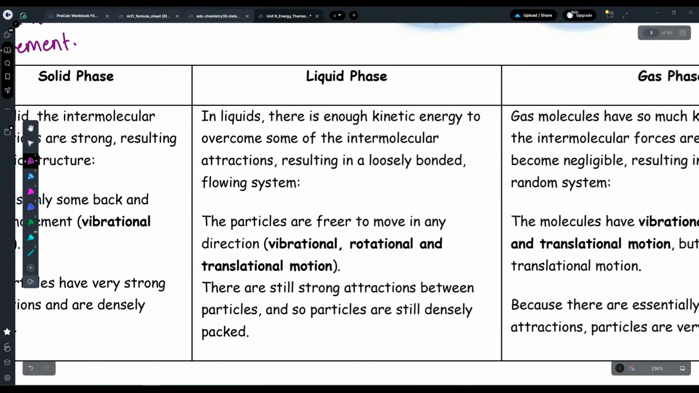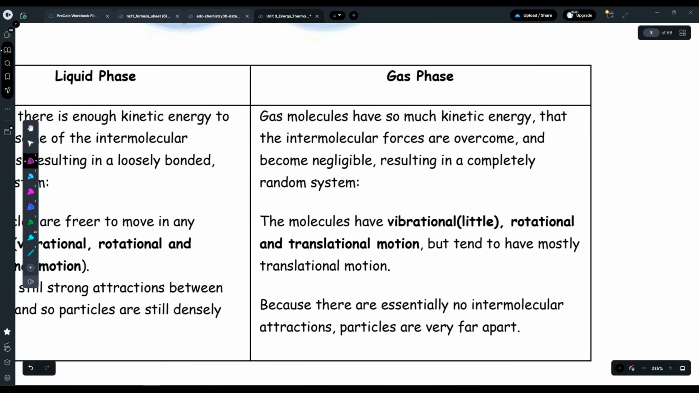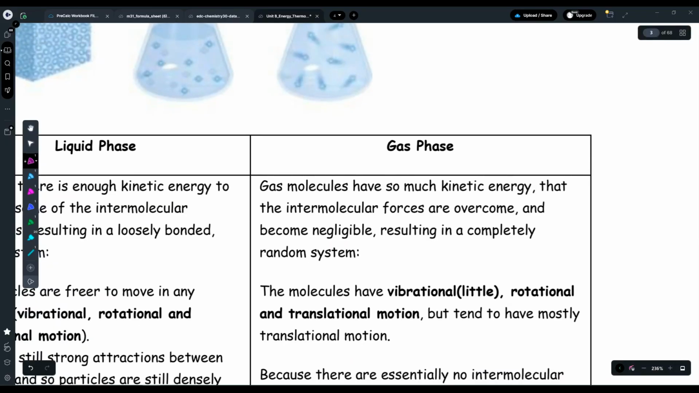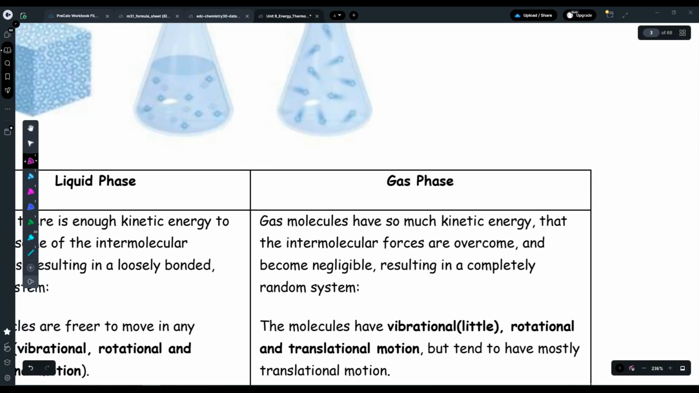In the liquid phase, there's enough kinetic energy to overcome some of the intermolecular attractions, resulting in loosely bonded flowing systems. The particles are freer to move in any direction. This means the particles in a liquid have vibrational, rotational, and translational motion. There are still strong attractions between particles, so particles are still densely packed. Now, in the gas phase, we're going to have lots of movement of molecules.